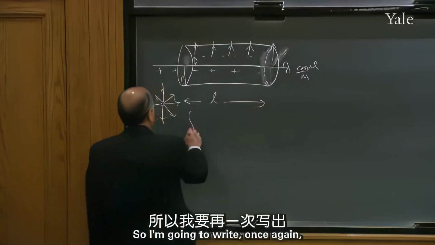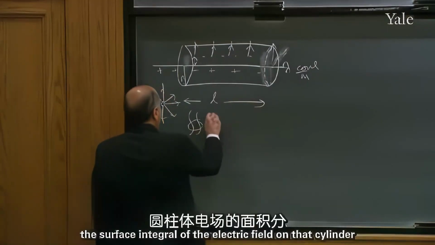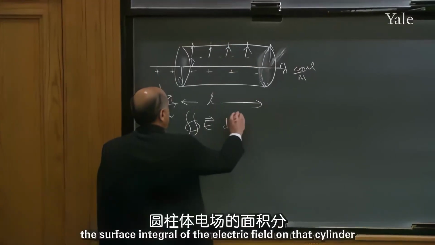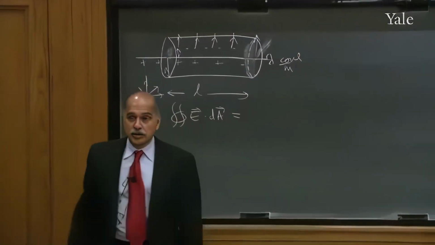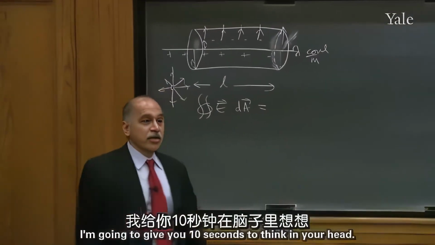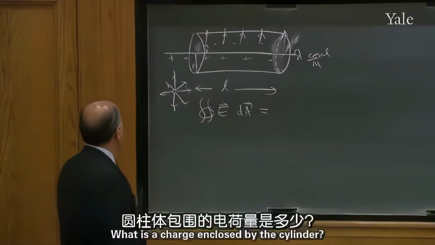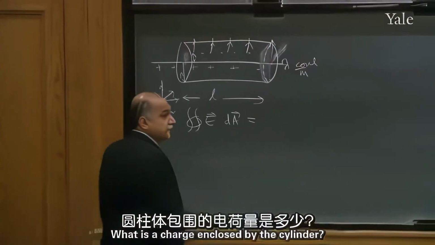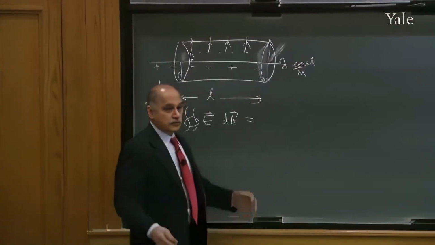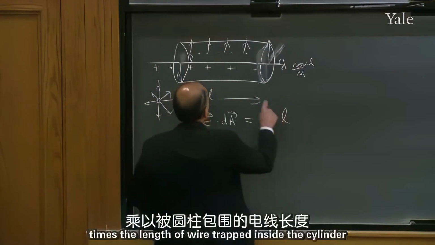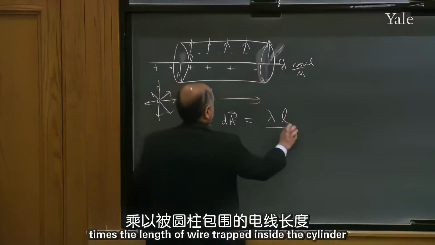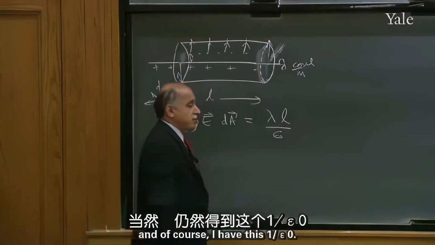So I'm going to write once again the surface integral of the electric field on that cylinder is the charge enclosed. Now, charge enclosed is the easiest part. I'm going to give you 10 seconds to think in your head. What is the charge enclosed by the cylinder? It's charge per unit length times the length of wire trapped inside the cylinder. Then, of course, I have this 1 over epsilon 0.